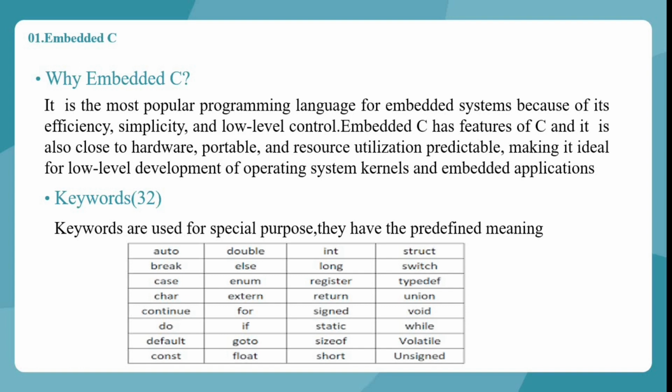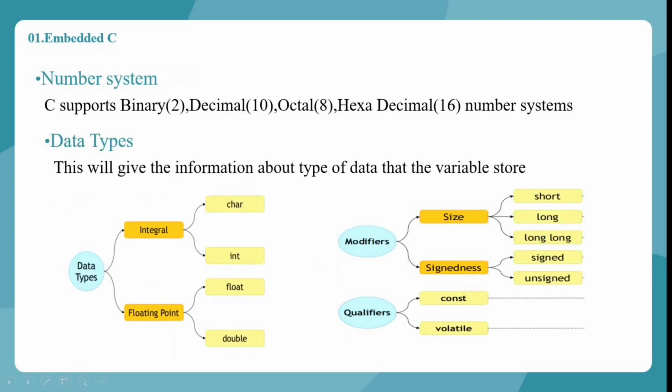Keywords. The C programming language has a total of 32 keywords. Keywords are used for special purposes. They have a predefined meaning in the compiler. These are the list of keywords in C programming. Number system. C supports binary, decimal, and hexadecimal number systems.